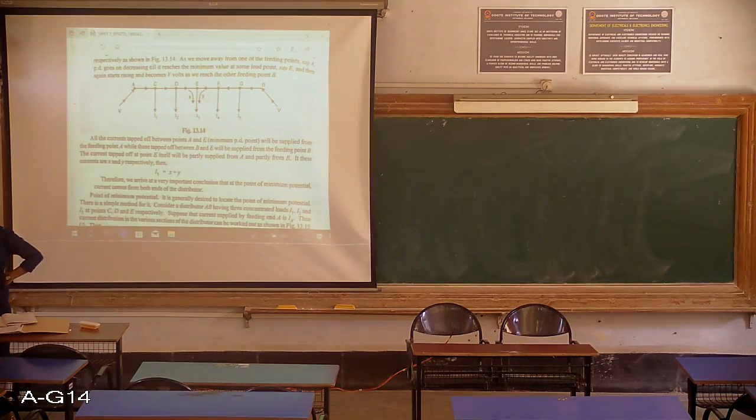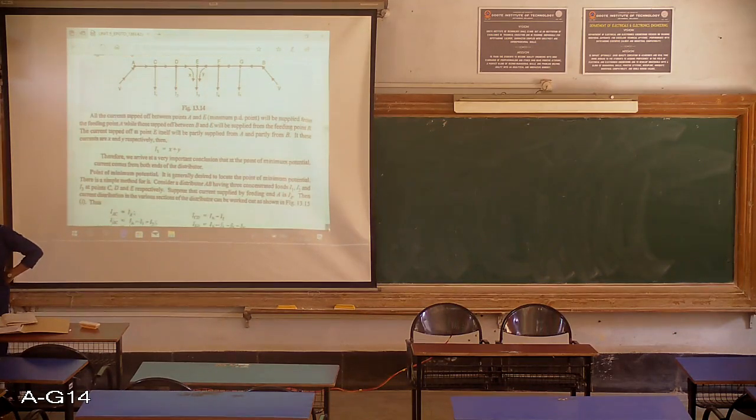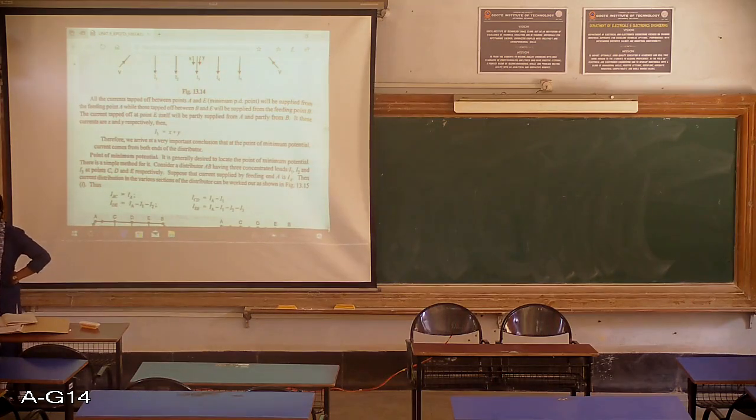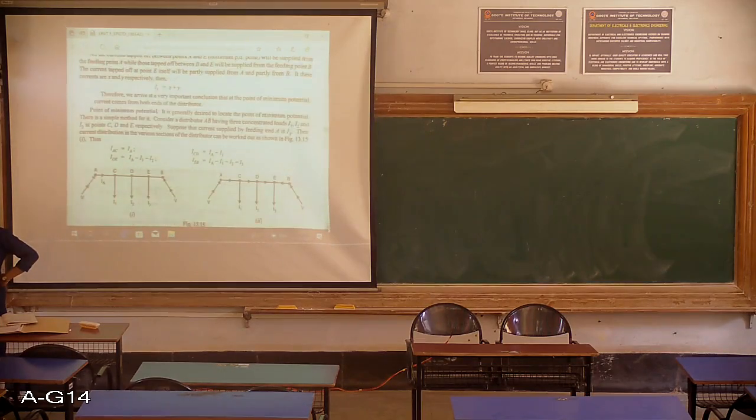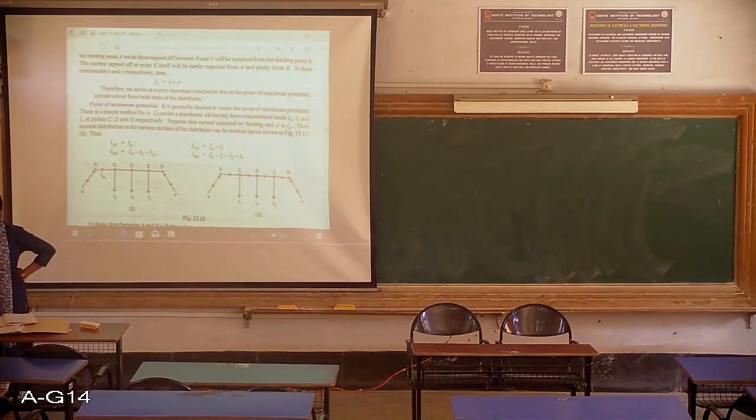So how to calculate this point of minimum potential? We'll consider one small section here. We have considered a distributor AB fed at point A and fed at point B, and the concentrated loads are I1, I2 and I3, fed at C, D and E. Suppose the current fed by the feeder A is IA. Then the current distribution in various sections we have written like this.